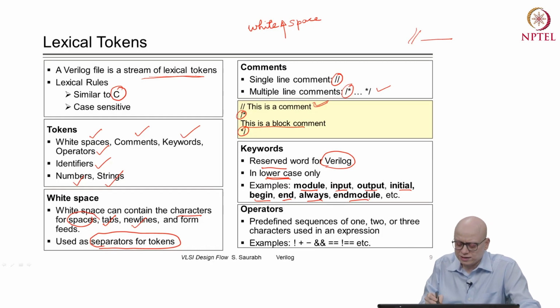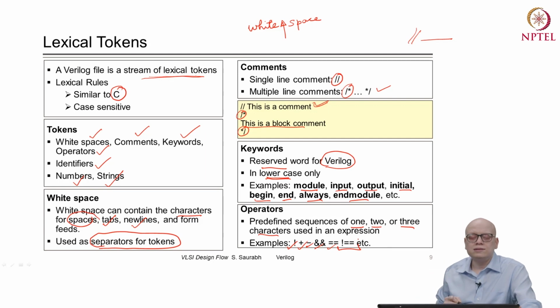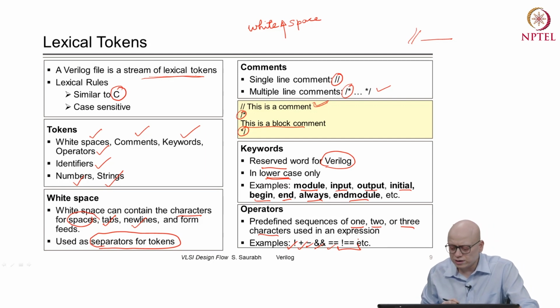Then there are operators. Operators are predefined sequences of one, two or three characters used in expressions. For example, exclamation mark, plus, minus, ampersand, equal and not equal. We will look into these operators in more detail later in this lecture.